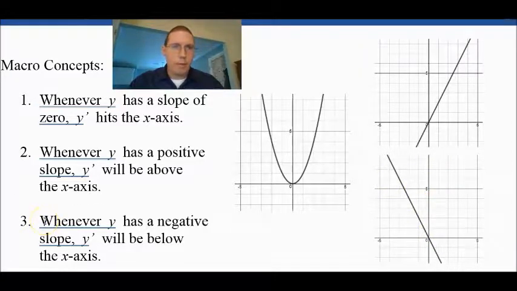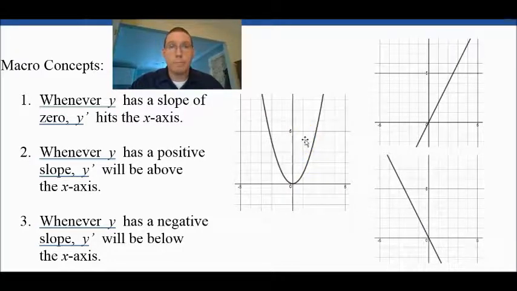Similarly, macro concept 3, whenever y has a negative slope, the derivative will be below the x-axis. Well, this has a negative slope on the left side. That's a negative slope. Reading it from left to right, the values are getting smaller. They're going down, down, down. And so this derivative here is above the x-axis on the left-hand side. So this can't be correct. But this one on the left side is below the x-axis. So this one is the correct derivative of this function.